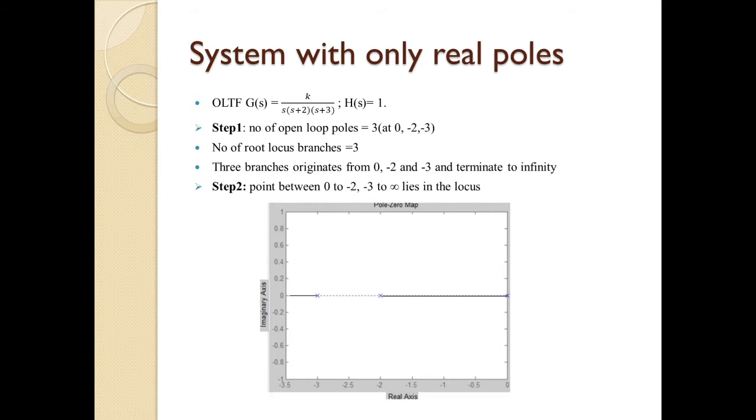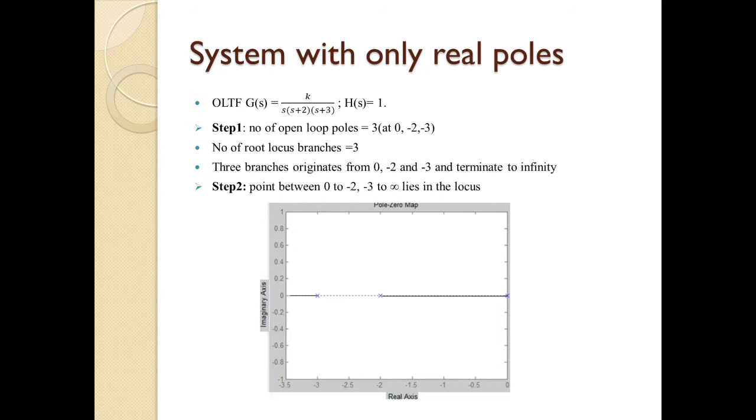So, let us consider a system which has only real poles and no zeros. The open loop transfer function of the system is given as G(s) equal to K by s into (s plus 2) into (s plus 3). Here, unity feedback is used, so H(s) is given as 1.